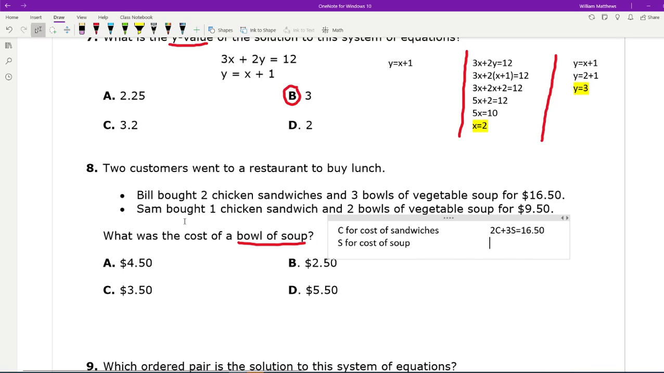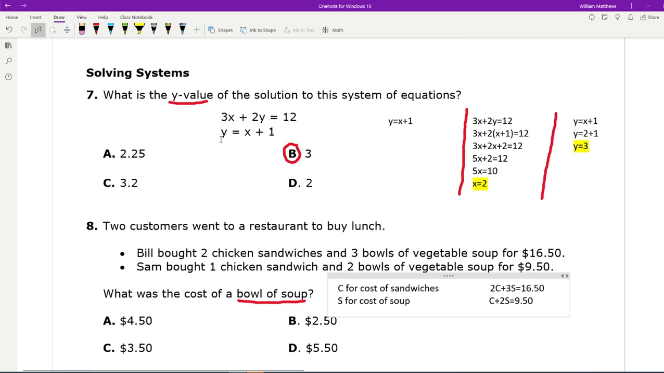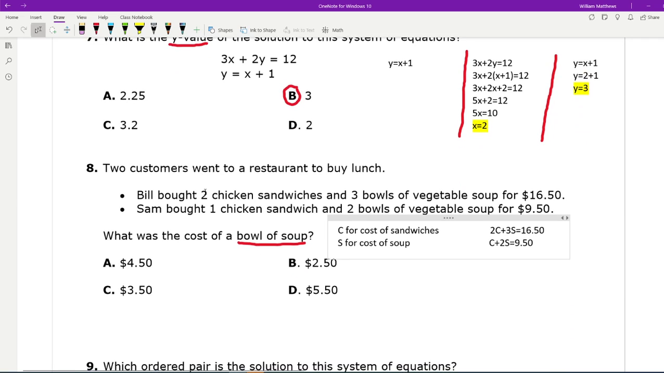We can do the same thing for Sam. Sam bought 1, so I can just write C plus our 1 chicken sandwich and 2 bowls of the vegetable soup for a total of $9.50. So now I have my 2 equations. I'm in the same setup of this section of number 7.